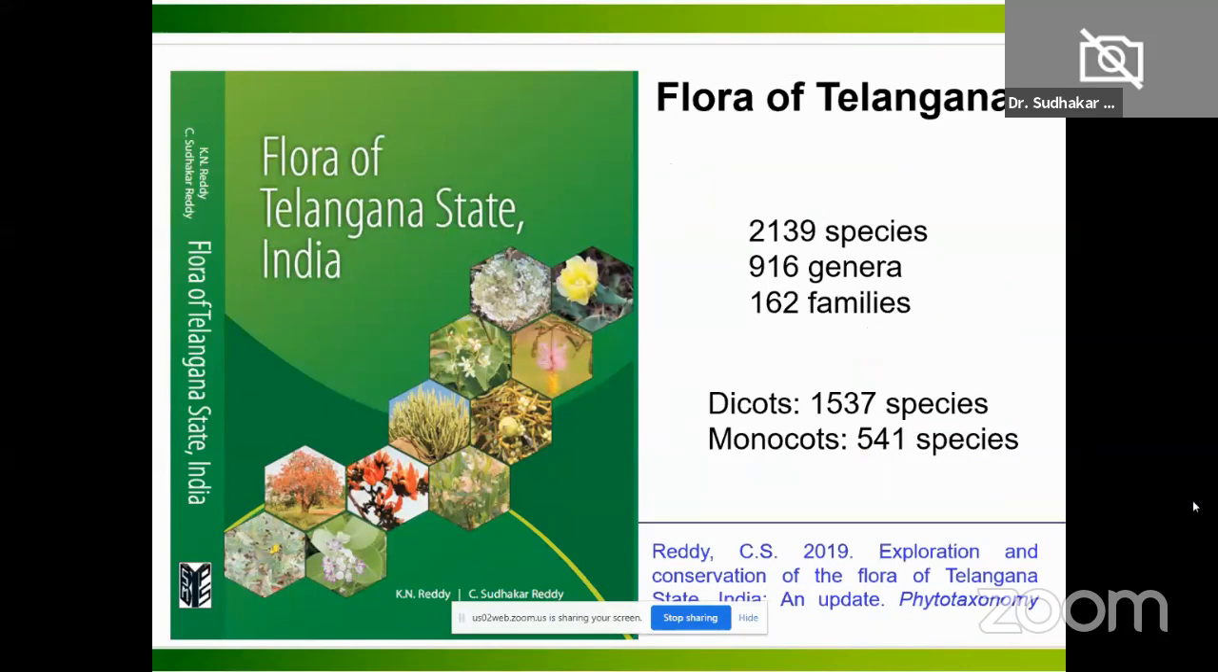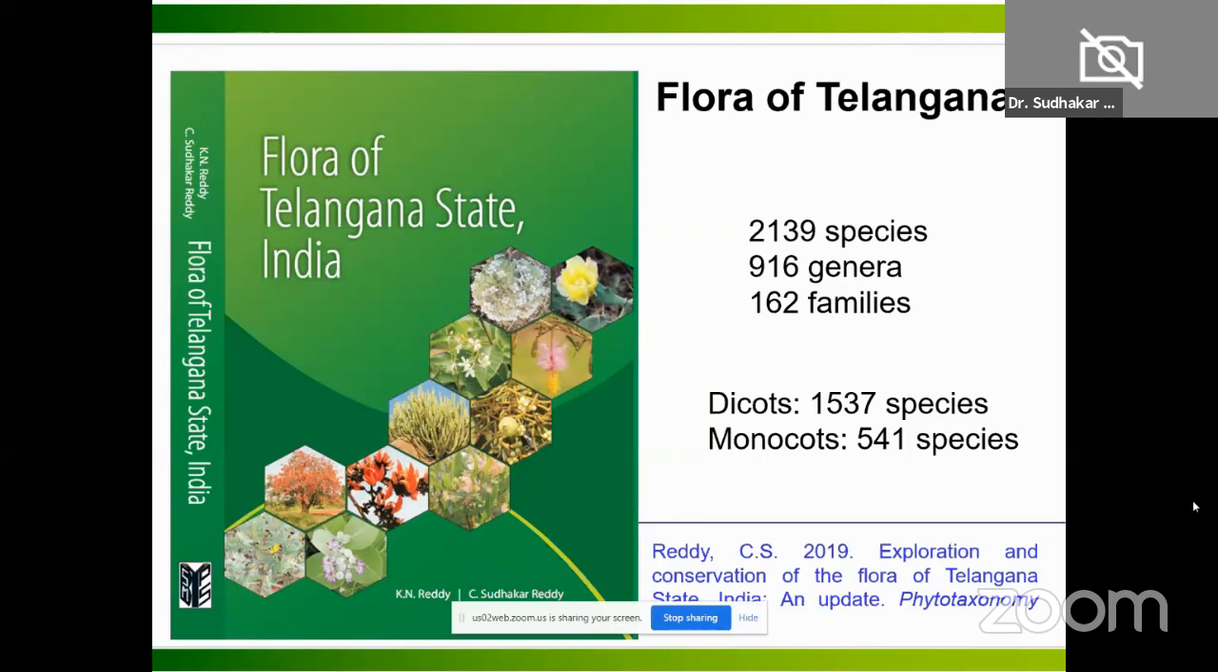Then coming to the flora of Telangana. As of this date, around 2139 species have been reported in different publications. The dicots are high in number, more than 1,500, and around 500 species are monocots. Once you publish a flora, it is not an end. It is a beginning for all the young researchers to take up these studies further.